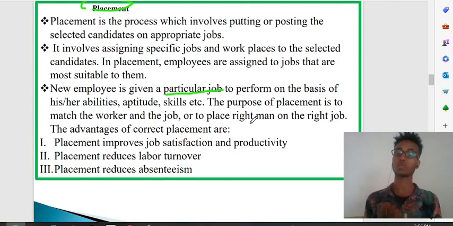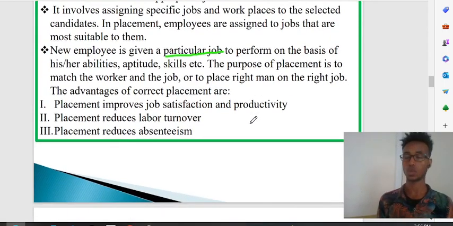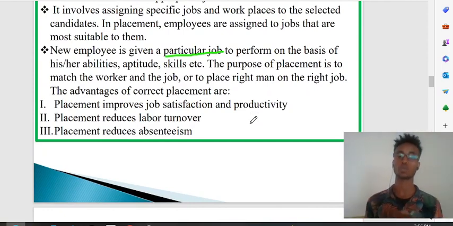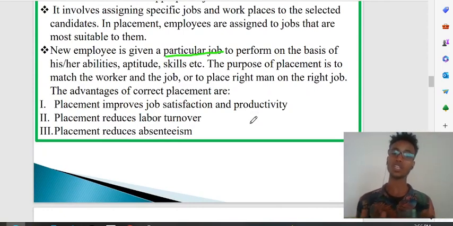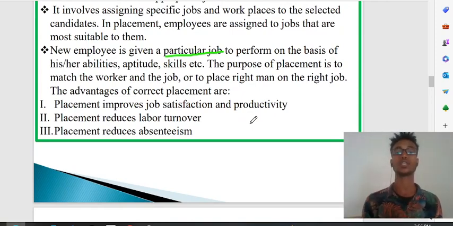The purpose of placement is to match a worker and the job, to put the right man on the right job at the right time, in order to perform certain activities, particular jobs.